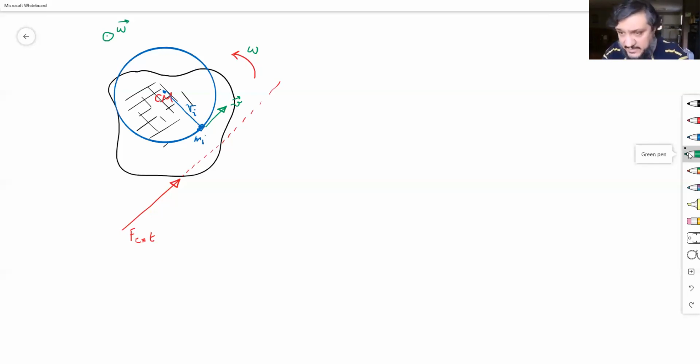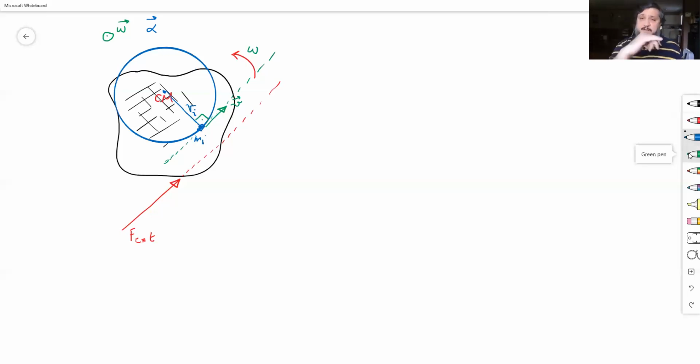But this is the linear or tangential velocity, which is simply along the tangent line. The tangent line here, which is at 90 degrees. But because of this force, it's not only going to rotate, but speed up. Okay, so that will be giving us an angular acceleration as well. So angular acceleration alpha.